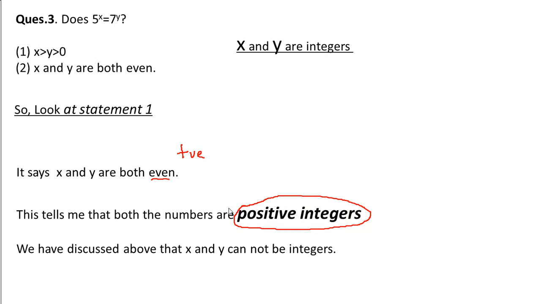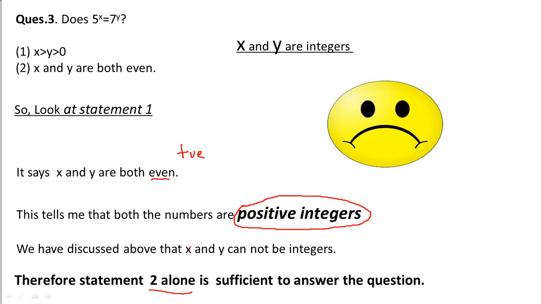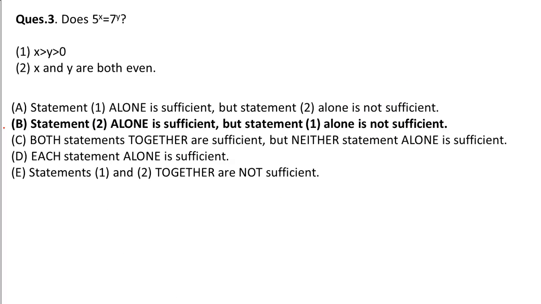And for positive integers, we have discussed that 5 to the power x cannot be equal to 7 to the power y. Therefore, statement 2 alone is sufficient to answer the question. So the answer to the question is option choice B. Statement 2 alone is sufficient, but statement 1 alone is not sufficient.